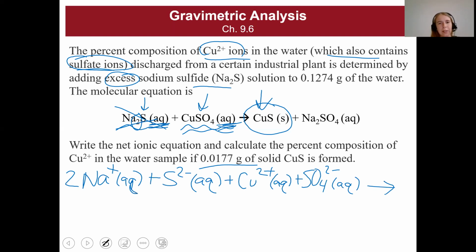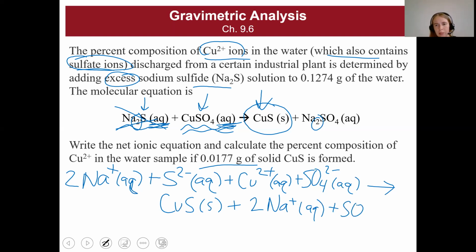And then on the other side, our products, we have copper sulfide, which is a solid, so we cannot break it down. It is insoluble. It does not ionize, it stays as copper sulfide. And we have, again, 2 sodiums from our subscript. That's aqueous. And another sulfate, 2-, which is aqueous.